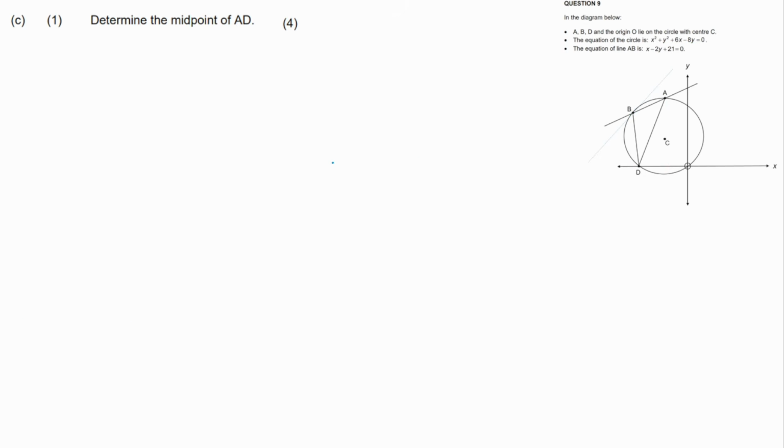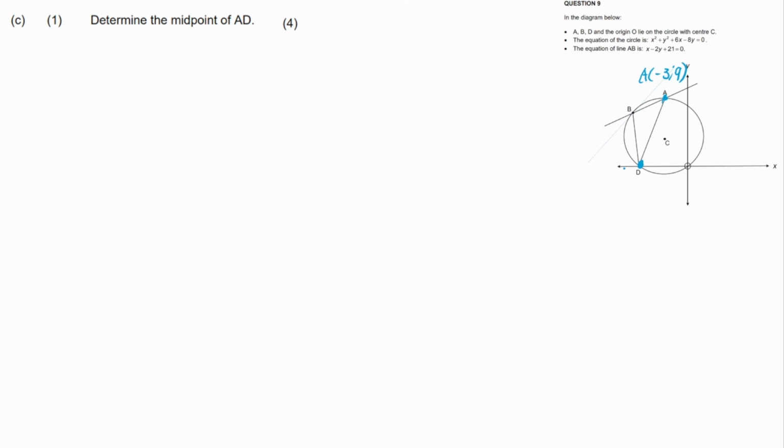Now we need to determine the midpoint of AD. So here's A and here's D. And to determine the midpoint, we need the coordinates of A and D. So we know the coordinates of A. We just solved that A is minus 3, 9. But we don't know the coordinates of D.